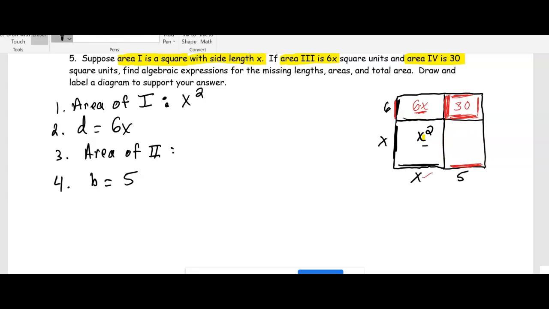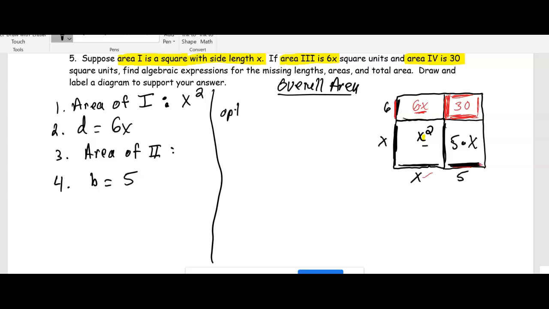Good. And then we just do our base of 5 multiplied by this height right here, which would be the same as over here, x. That's our height. All right. So now, same thing we did last problem, though. So let's draw this in. If I ask you for the overall area, we have 2 different routes to take here.